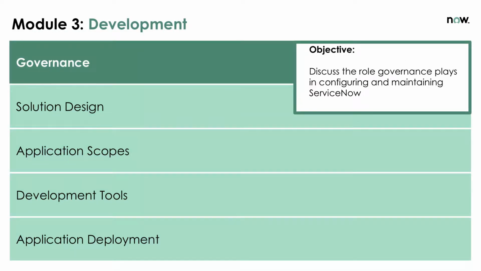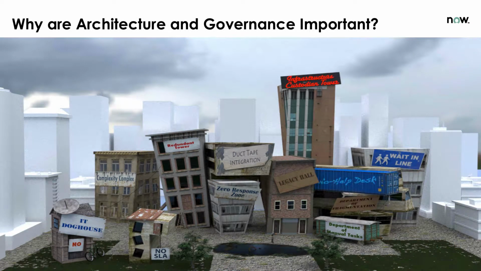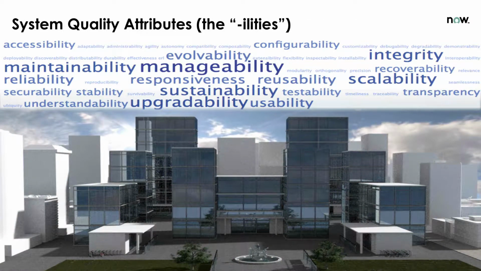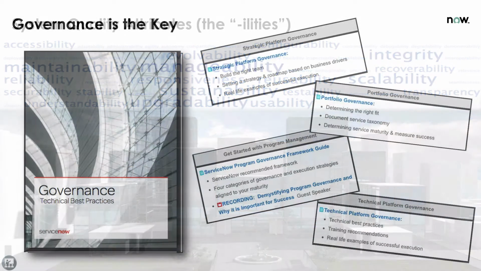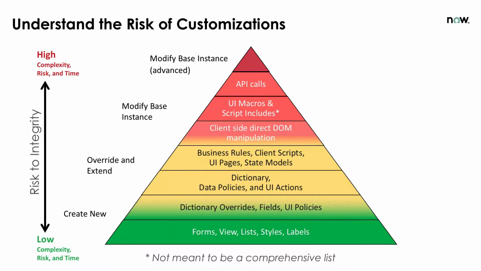However, before we ever put fingers to keyboard to configure applications or modify or extend anything in the platform, we have to make sure first that it's the right thing to do and that we understand the responsibility of maintaining that over time. So we've got our demands for development, architecture and governance, the importance of that, system quality attributes. This is all stuff that we had in the previous release, resources for establishing good governance frameworks, as well as our pyramid to understand the risks of each type of customization.